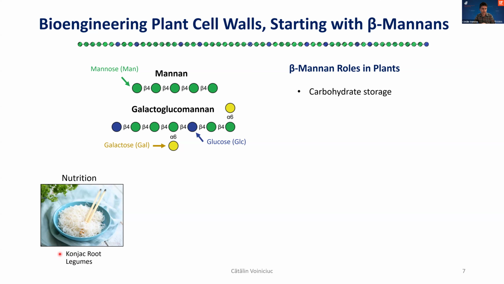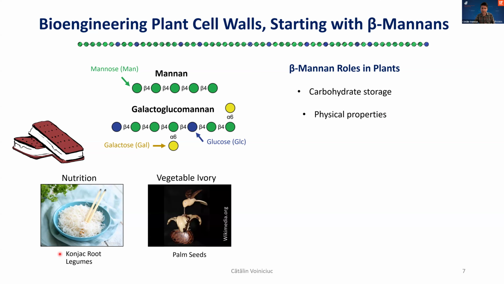So for the purpose of this audience, I'm not sure how many of you are aware of your mannan consumption, but it's very likely that you're ingesting some of these polymers on a daily basis. They're also added as stabilizers and gelling agents, for example, under the names of guar gum or locust bean gum, to numerous foods in the supermarket. If they are unbranched, they actually form an excellent carving material. Here are some palm seeds used as a source of vegetable ivory, so no animal has to be harmed.